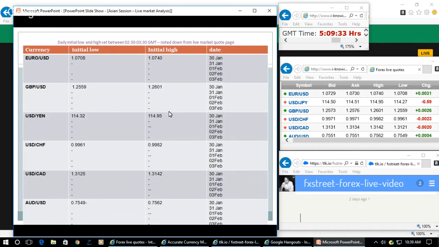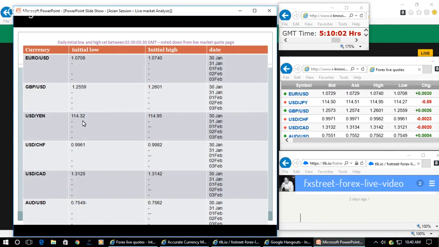Now coming to the market reading, today in the case of euro, 1.0708 is the low, 1.0740 is the high. They have not breached the low or the high. Then in the case of GBP, 1.2559 is the low and 1.2601 is the high. They have not breached the low or the high. Here you come across the live market put page and they have not breached it.